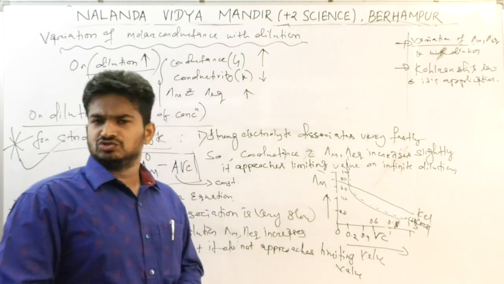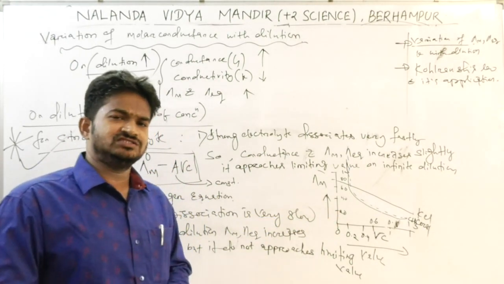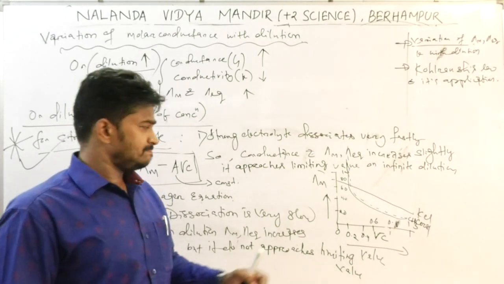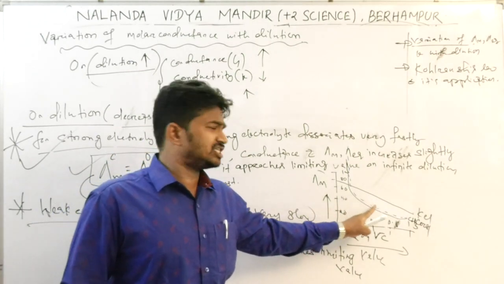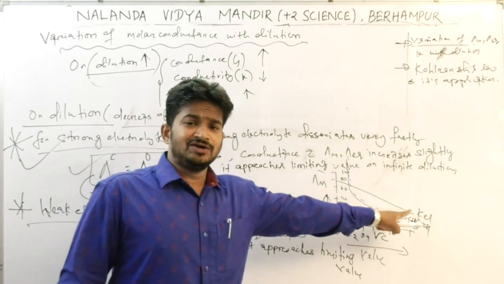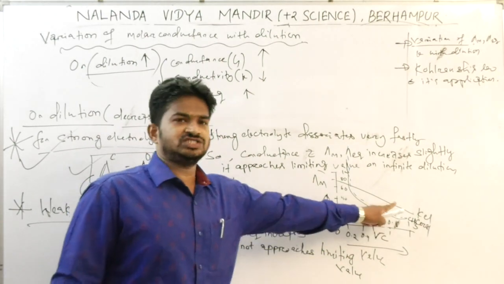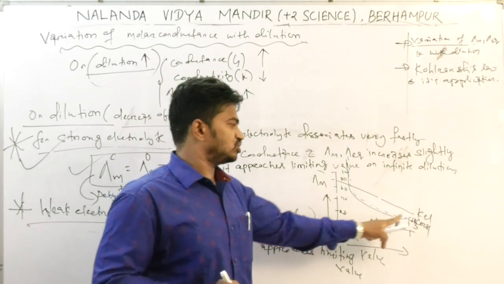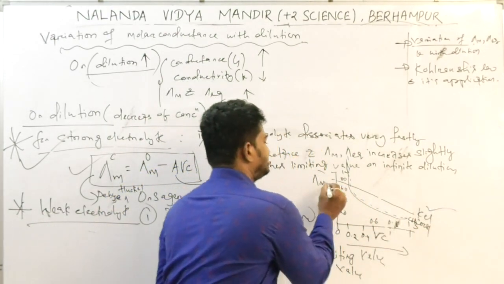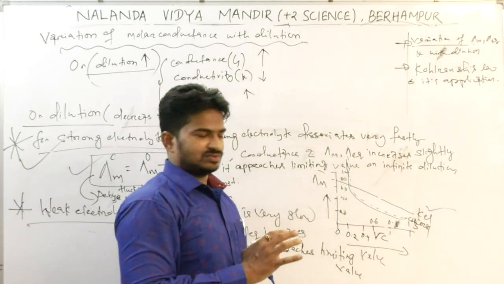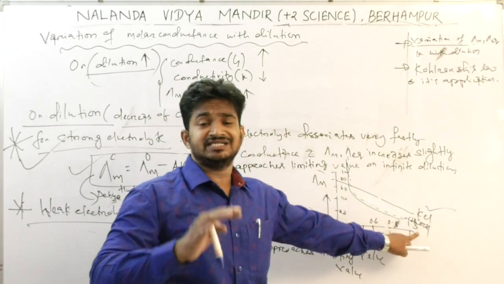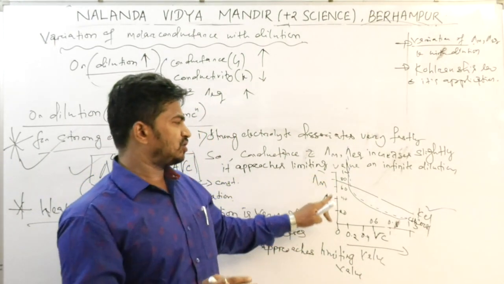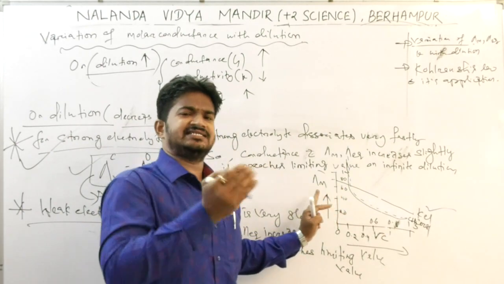At infinite dilution, or we can say for excess of dilution, or saturated dilution, the molar conductance of a strong electrolyte touches the limiting value of conductance. For a strong electrolyte, it gives the limiting value, but for a weak electrolyte, it does not give any proper value of conductance because it keeps increasing and increasing on dilution.